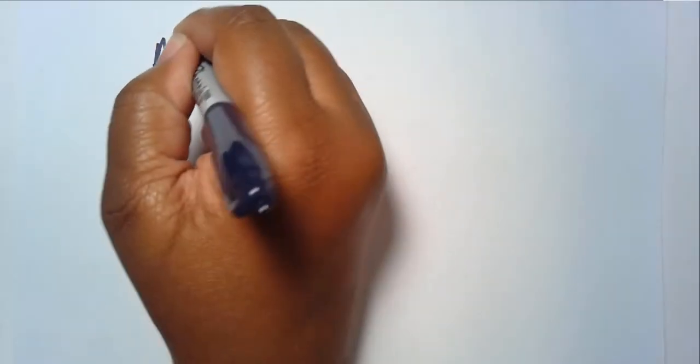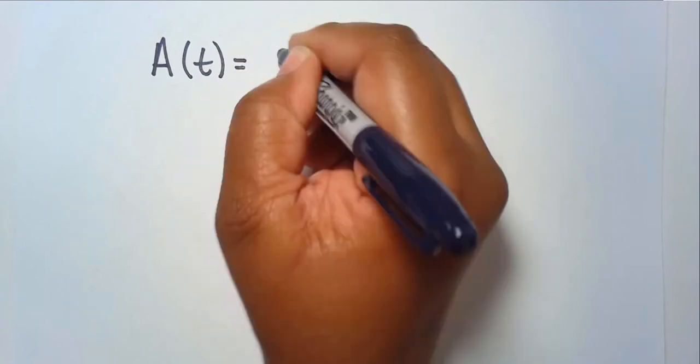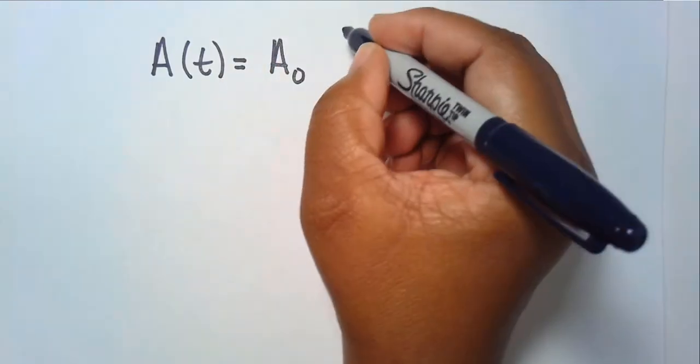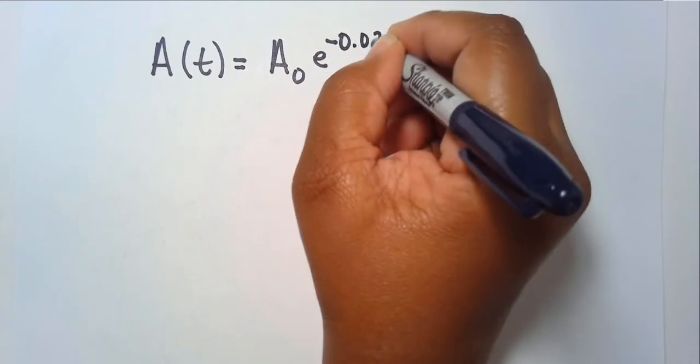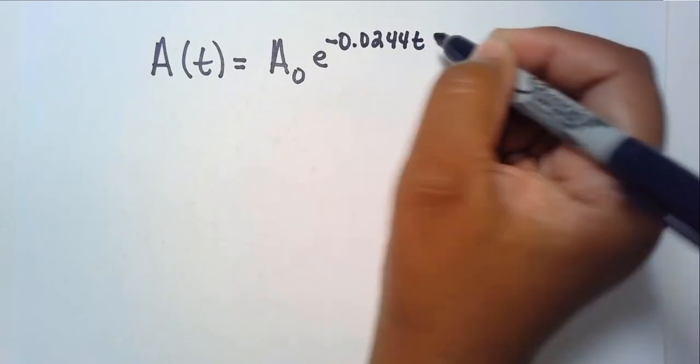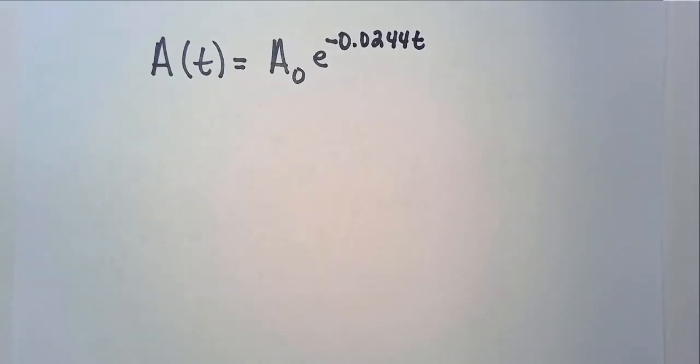Our first question here is, what is the decay rate of strontium 90? So let's go back and write the formula down again. A of T is equal to A sub 0 times e to the negative 0.0244 T. So the first question is asking us to find the decay rate.